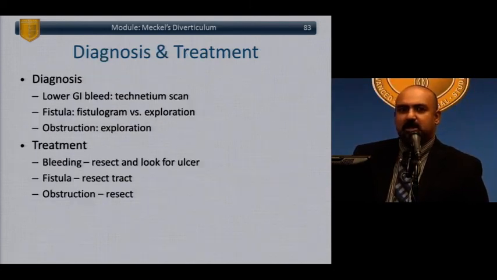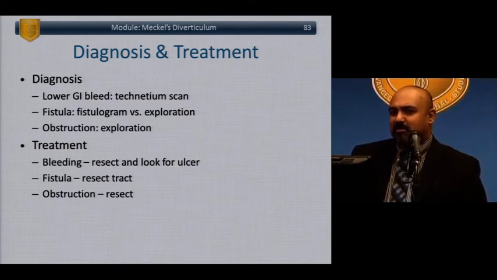Diagnosis, if it's a lower GI bleed, we do a technetium scan. If there's a little opening at the umbilicus, you can do a fistulogram and see where it goes. So if you have a little opening in the umbilicus and it's draining fluid, if it's bilious fluid, it's most likely maybe a Meckel's. If it's clear fluid, it may be a urachal remnant that's attached to the bladder. So you can actually diagnose that from doing the fistulogram.